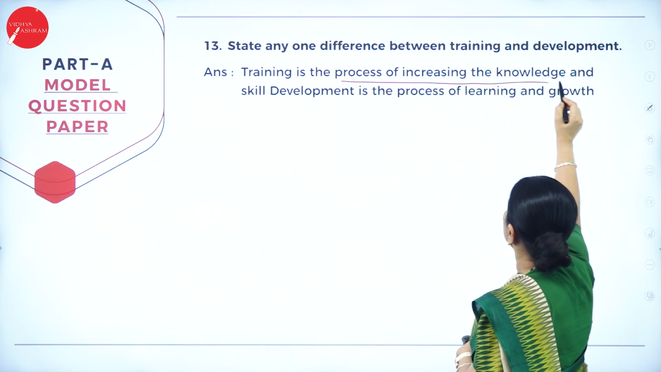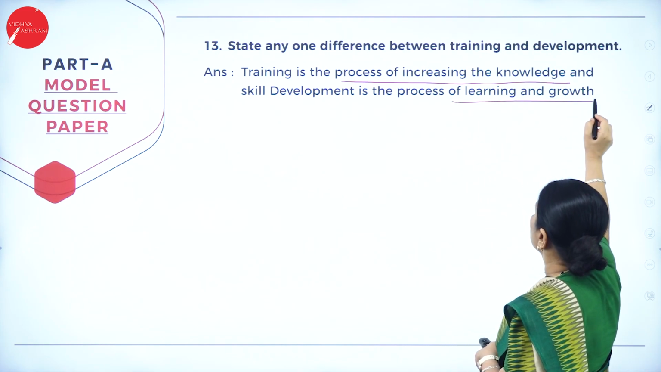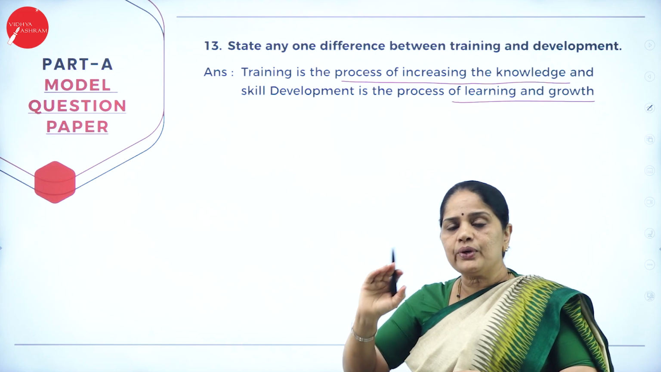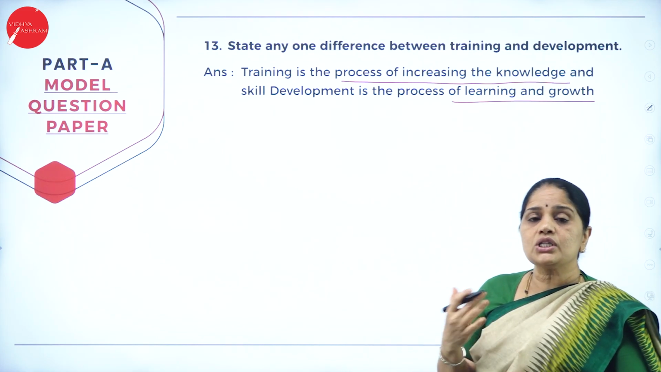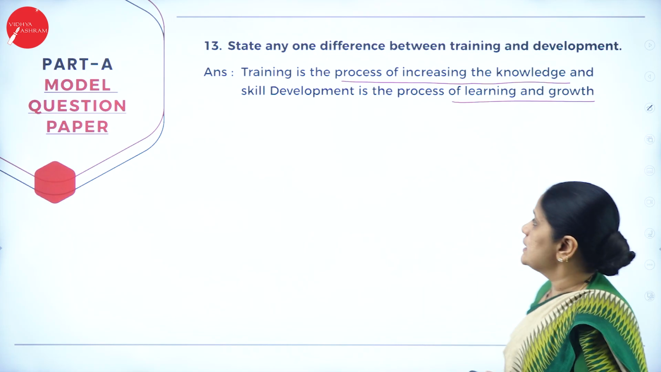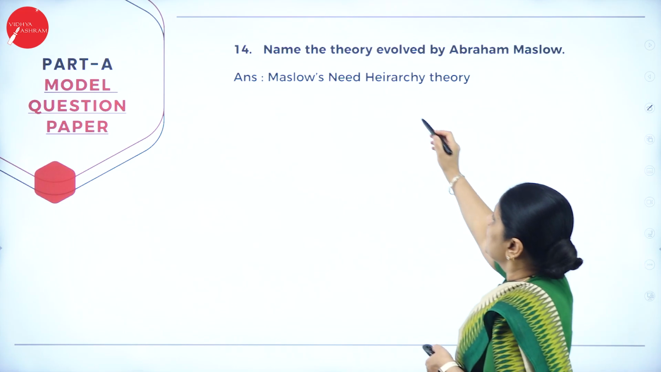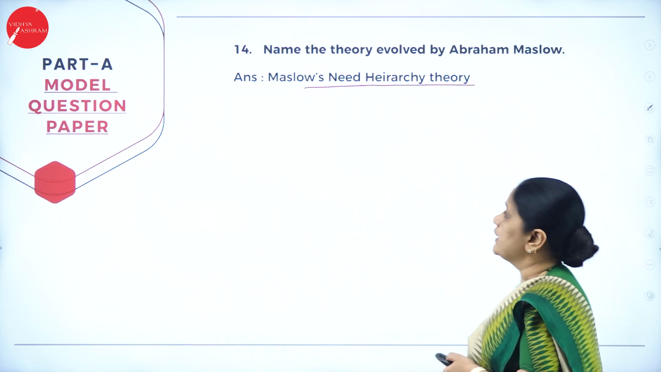Training is a process of increasing the knowledge and skill, whereas development is a process of learning and growth. So in training, it will help you increase your skill, whereas in development, it is based on the overall growth of the person. Then name the theory evolved by Abraham Maslow. It is Maslow's needs hierarchy theory.